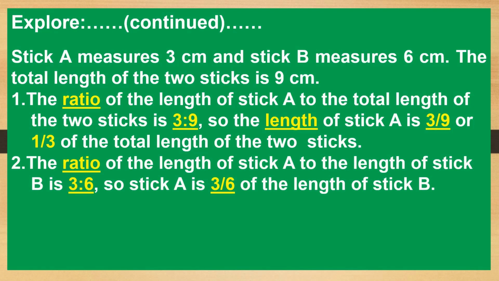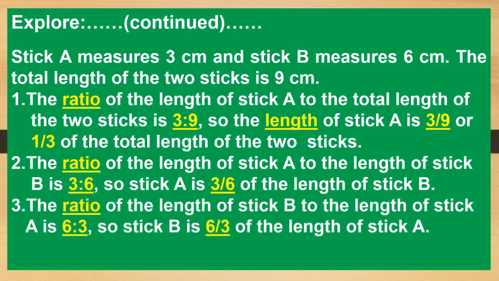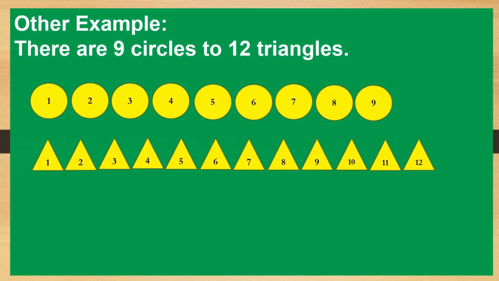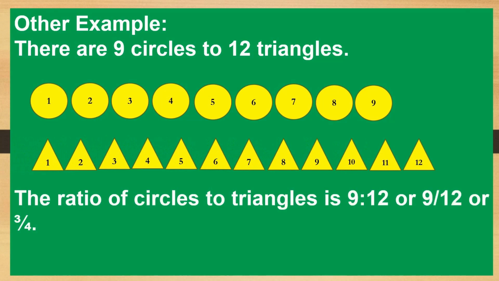The second one, the ratio of the length of the stick A to the length of the stick B is 3:6. So stick A is 3/6 of the length of the stick B. Number 3. The ratio of the length of the stick B to the length of the stick A is 6:3. So stick B is 6/3 of the length of the stick A. Let's have another example. There are 9 circles to 12 triangles. So the ratio of circles to triangles is 9:12, or reduced to the lowest term, that is 3/4.